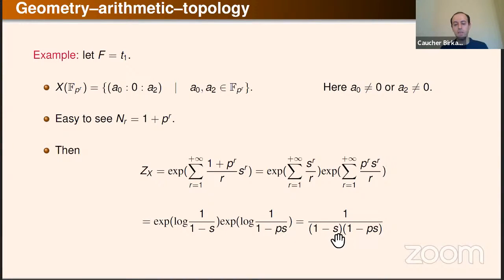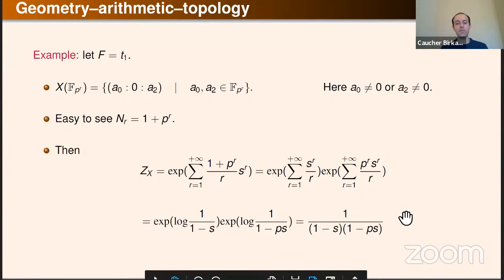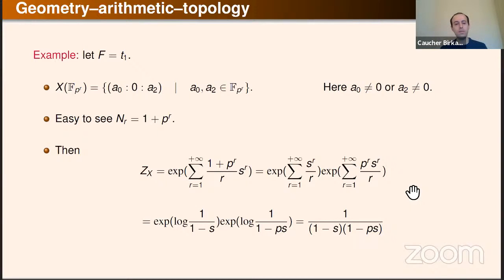So s is the variable we have, and p is the prime number that we have. You see that this function says something about the space X. It says something about its topology, about its arithmetic, and also, generally, about its geometry.